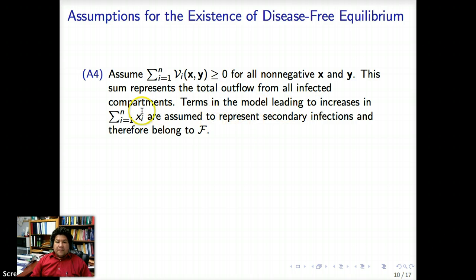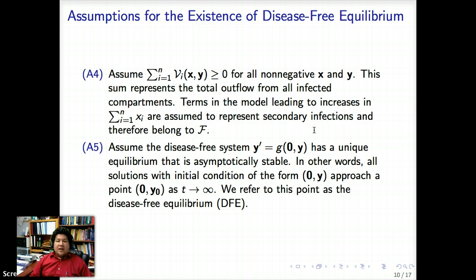Then we have another note here: terms in the model leading to increases in the total sum of the disease compartments are assumed to represent secondary infections, and they therefore belong to the operator F. We assume that the disease-free system takes this form. Okay, here prime is denoting derivative with respect to time, and that this has a unique equilibrium that is asymptotically stable. This means, in other words, that solutions of this form approach a point that is 0.